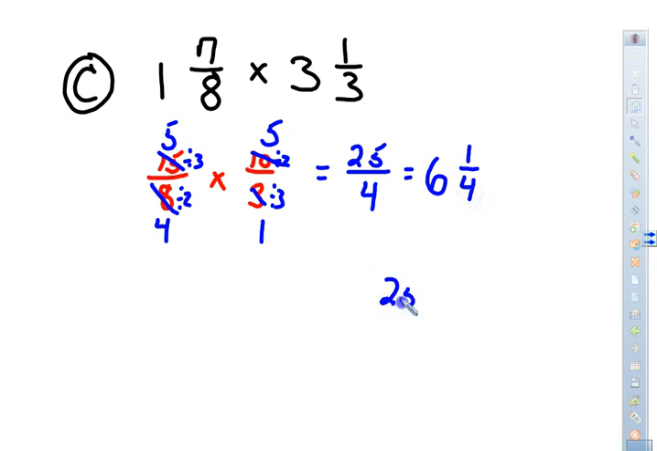I'm going to do this down here where some of you might need to do some work. And again, it goes into it 6 times, which is 24. Subtract, 1 left over and the 1/4, and you can see how we get those same answers.